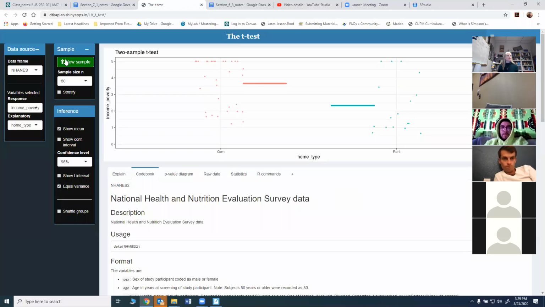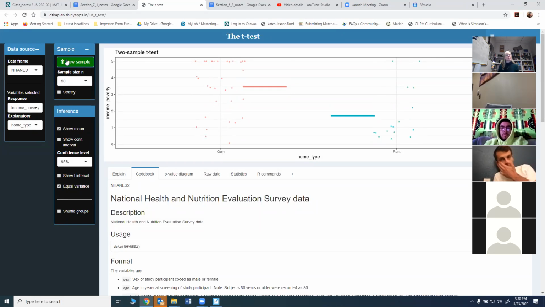What if I did a new sample? Does it still look like there's a difference? The difference seems to remain about the same, but the mean itself changes. Yeah, the mean changes a little bit. And I can keep doing that. Those aren't as different. Those are a little different. Those are kind of different. I can do different samples.